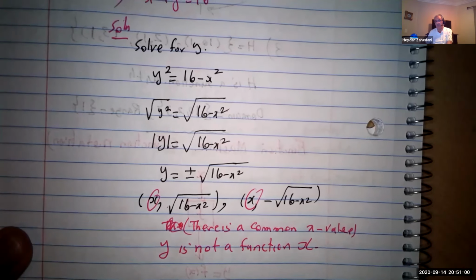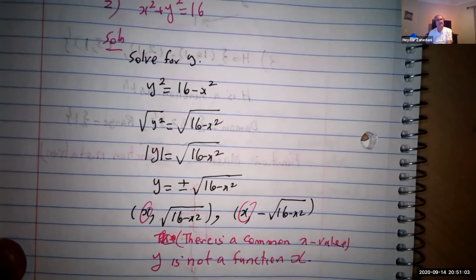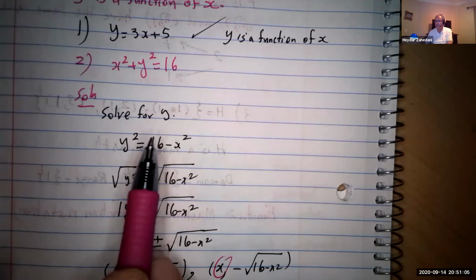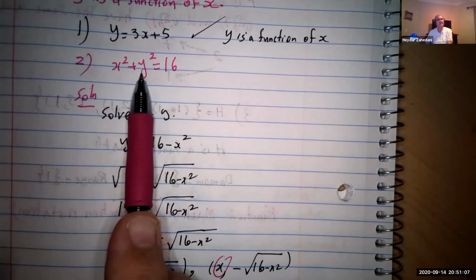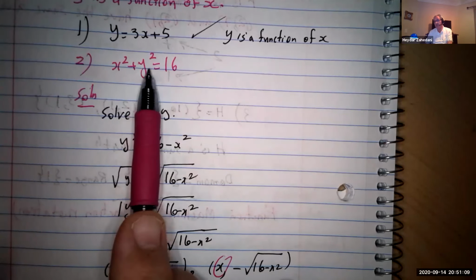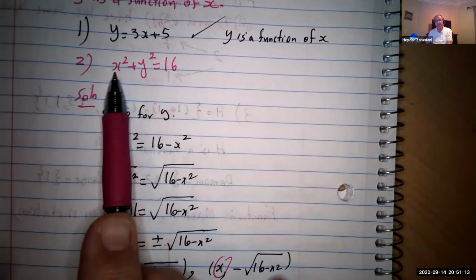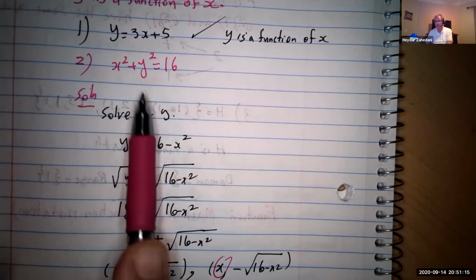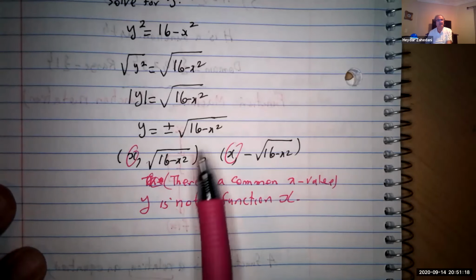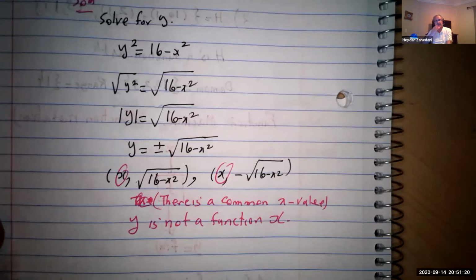In future, not for this test, as soon as you see the y squared, it's not a function. You're done. Because with y squared, you know that eventually you have to take the square root and that gives you two solutions. So for one x, you get two y's, it's out. It's not a function.